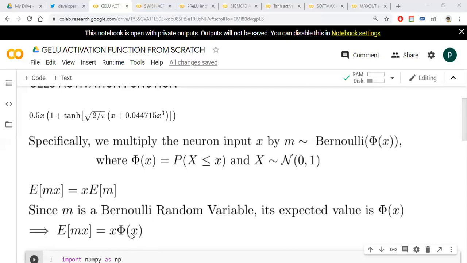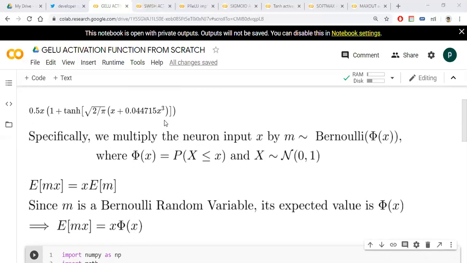How do we need to implement it? We need some functions to implement it. So this is the approximation formula: 0.5 times x times (1 plus tanh of square root of 2 by pi times (x plus 0.044715 x cubed)). Based upon this formula, I am implementing this activation function. So this is the theory about the GELU activation function. Let's go to the implementation part.